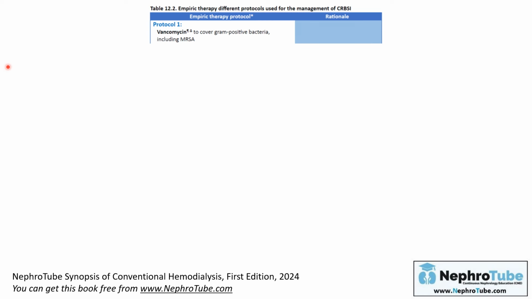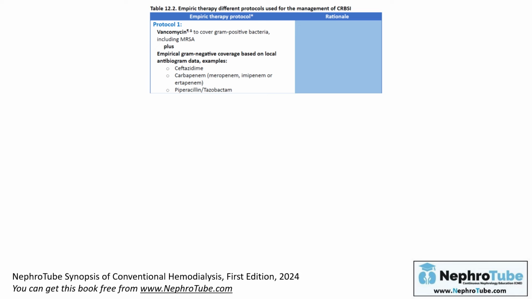So it is logical not to start with vancomycin. You can replace it with daptomycin. Another situation: if the prevalence of MRSA is low in your area and unit, you can replace vancomycin with cefazolin. In protocol 1, you will use vancomycin with 1 empirical gram-negative antibiotic based on your local antibiogram, or you can use one of these: ceftazidime, carbapenem, and/or piperacillin-tazobactam.